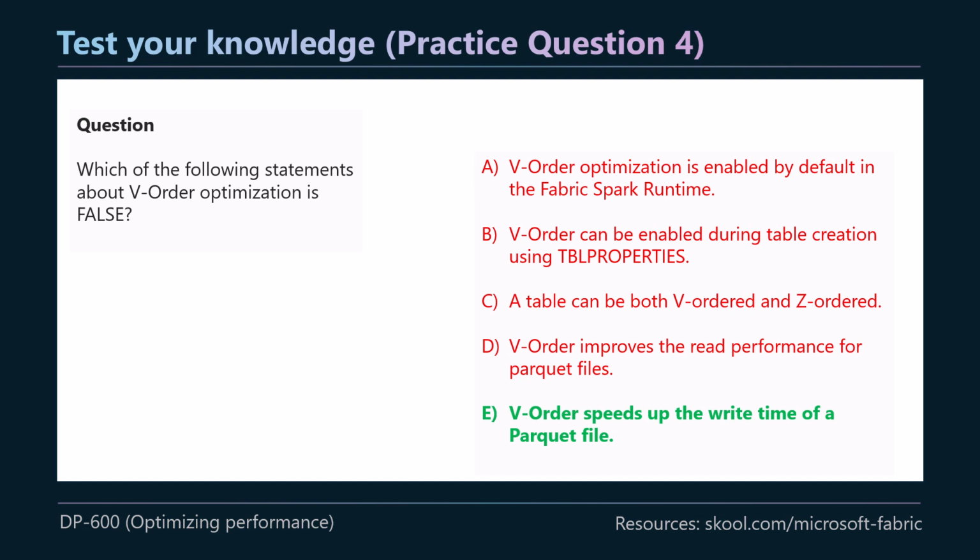All of the other options are true. A, it is enabled by default. B, if it's not already enabled in your Spark environment, it can be enabled for specific tables during table creation using table properties. C, you can actually optimize both V-ordering and Z-ordering for a particular table or Parquet file within that table at the same time. And D is also true because we mentioned that V-ordering does improve the read performance for Parquet files. That's why we do it.